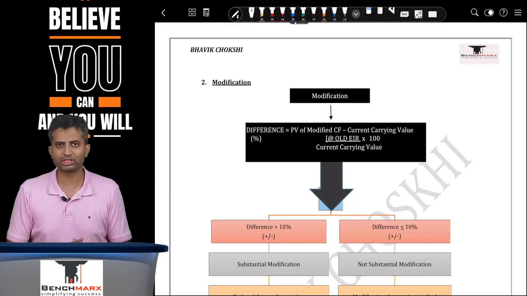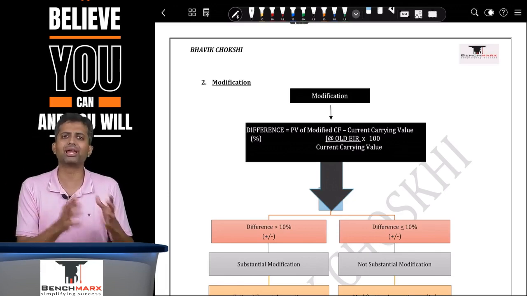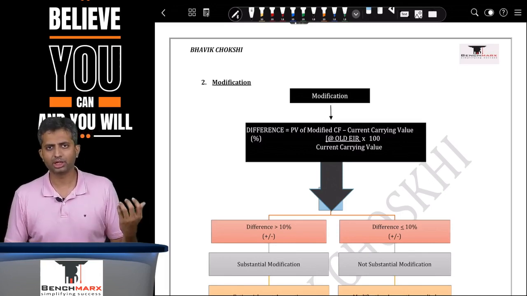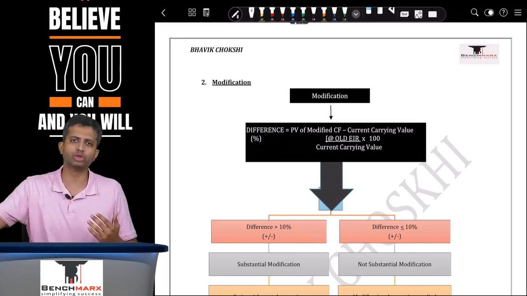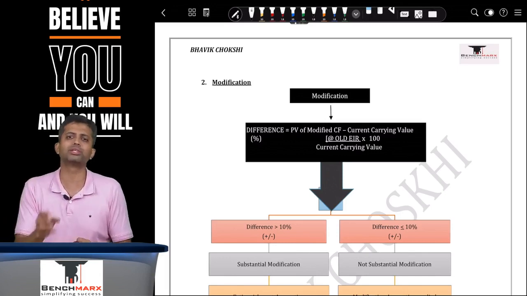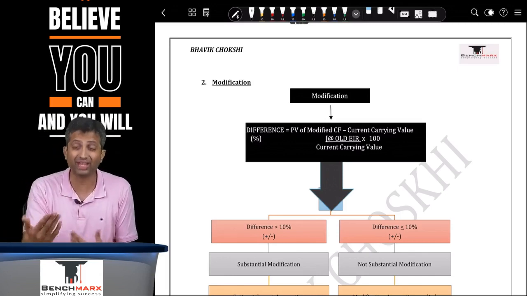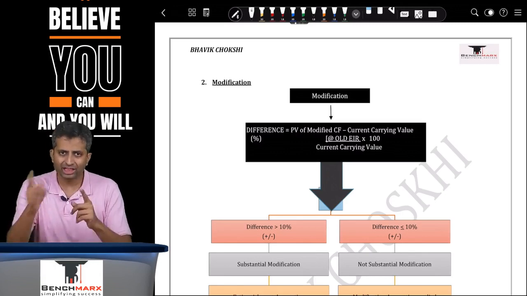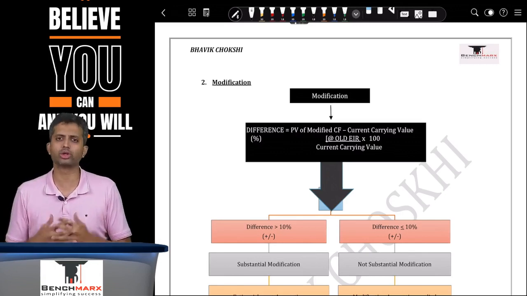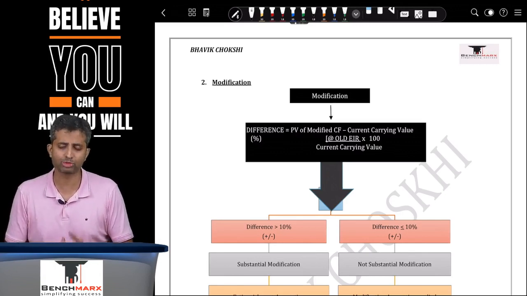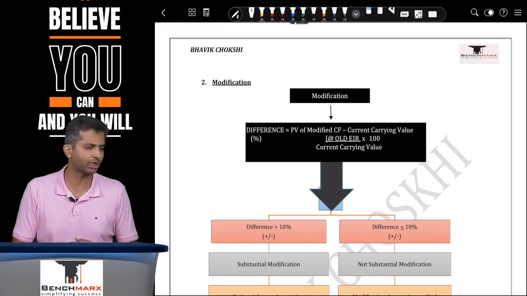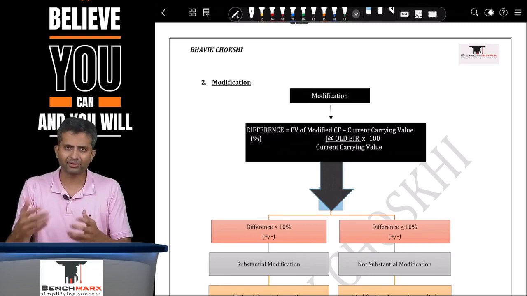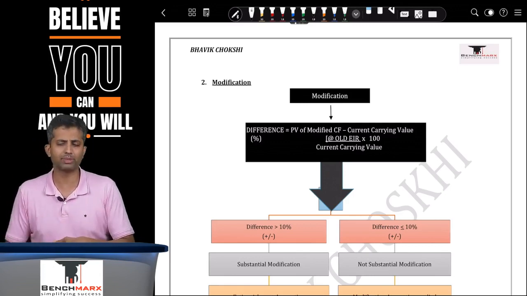If the modification is substantial, then you apply extinguishment accounting, that is, you will derecognize the old loan and create the new loan. The new loan that you create will be based on the present value of the modified cash flows at the new EIR, because you are creating the new loan. And the difference, if any, will be shown as a loss or gain on extinguishment, as the case may be, which will be shown as a part of your profit and loss account. Now, once you recognize the gain or loss, after that the new liability will be recorded based on the new EIR.